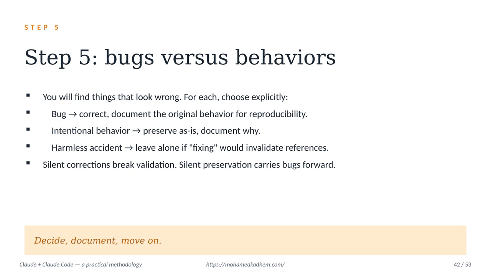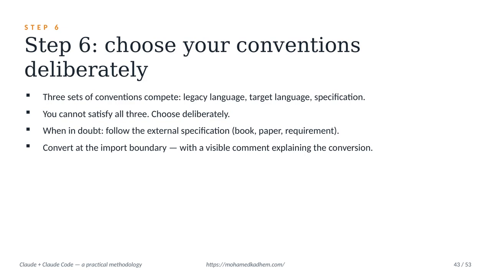Getting this wrong is a serious pitfall. Silently correcting what you think is a bug can break validation against years of results. Silently preserving what is actually a bug carries the defect forward into the new code. Decide explicitly, document the decision, and, when you correct a bug, record the original behavior so the new version can reproduce both if needed.